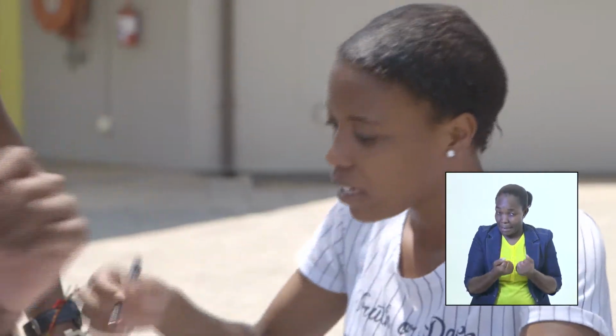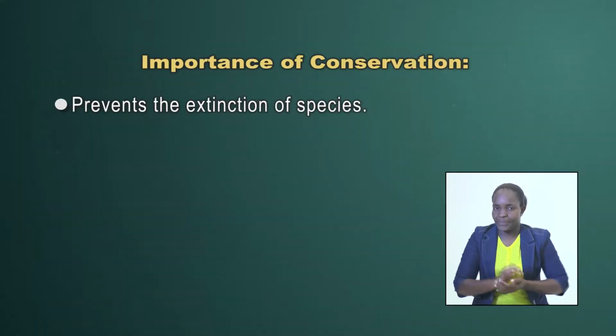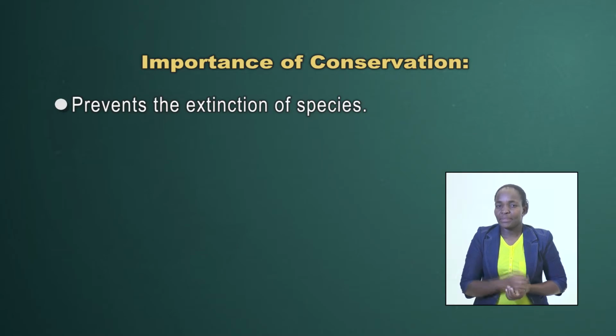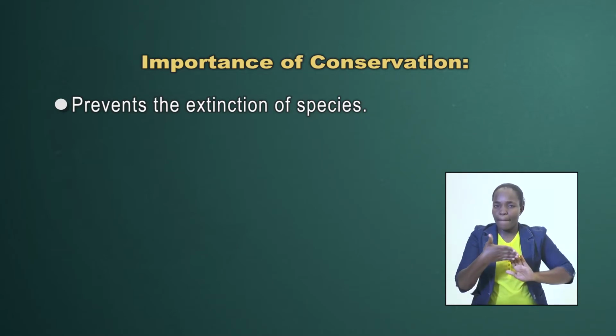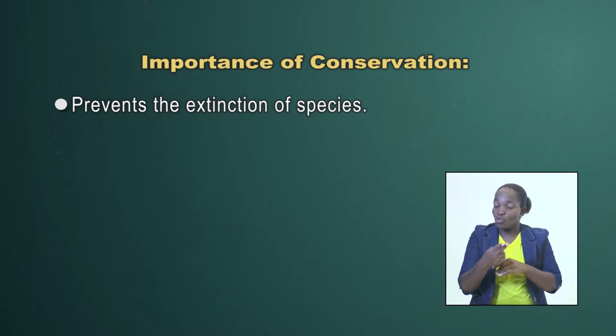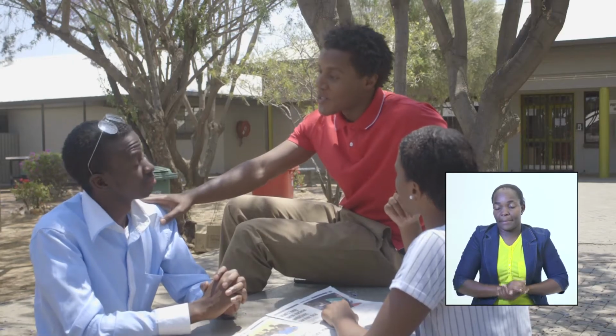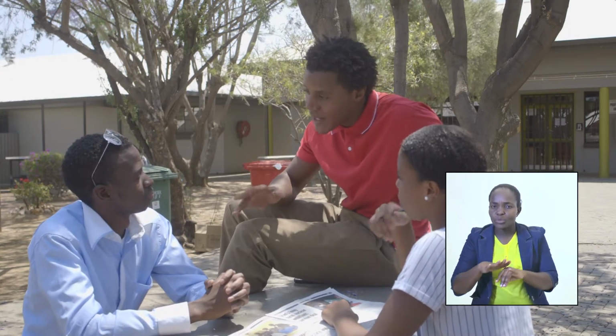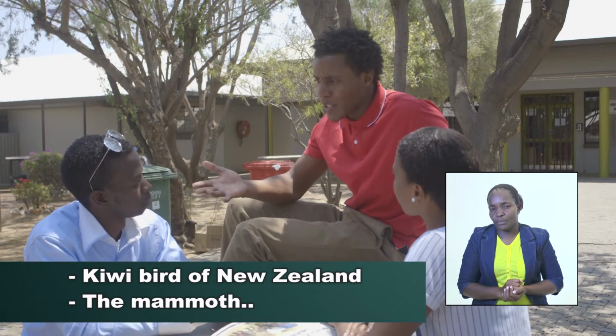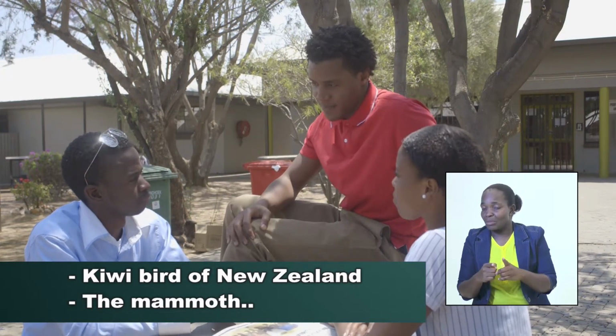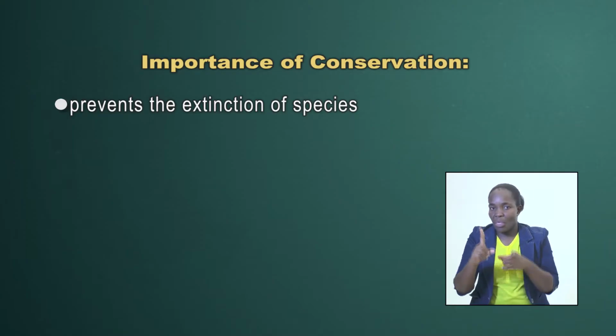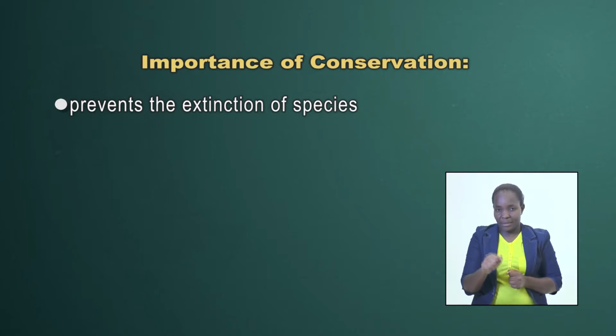Yeah. Wait. It says here, conservation prevents the extinction of species. What? Oh yeah, John, extinction means when certain species are wiped off the face of the earth completely. It has happened to a bunch of species like the Kauai bird from New Zealand and the mammoth. Yes, we certainly do not want to add the black rhino and our cheetah to that list.